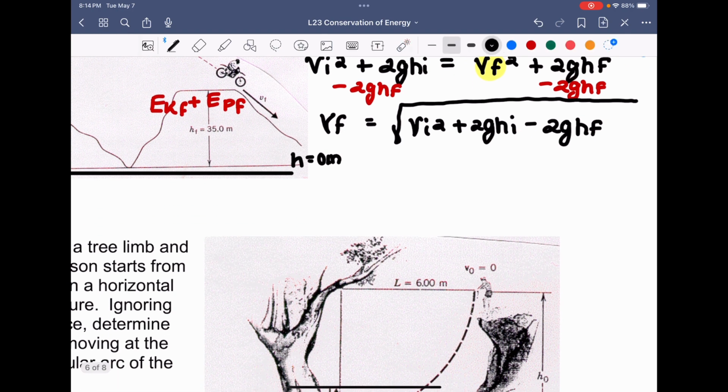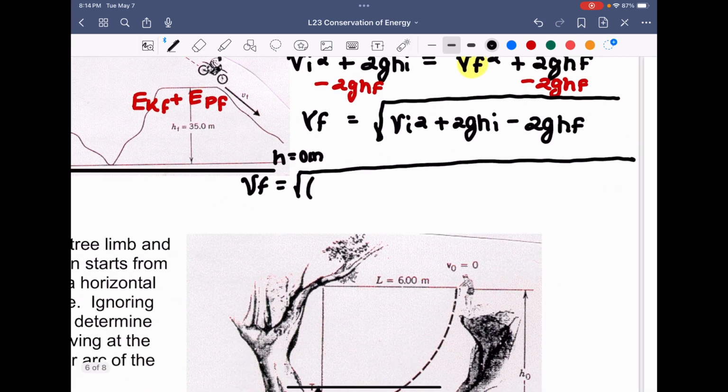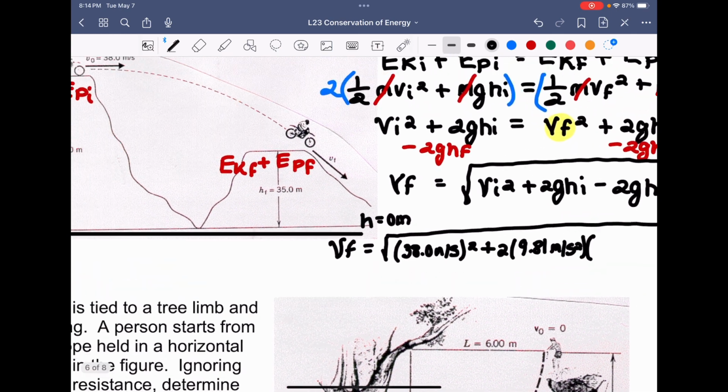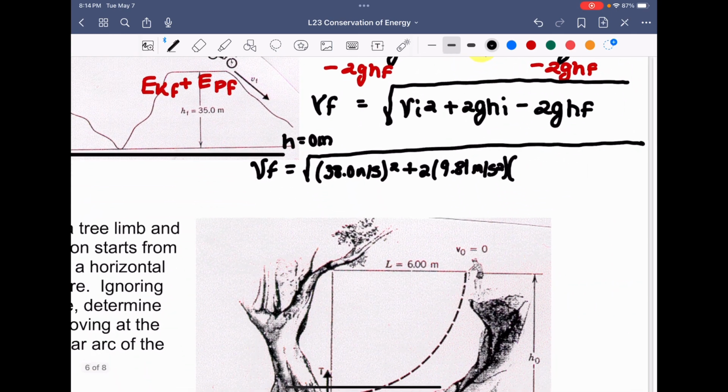Now, let's plug in our information here. Hopefully I have enough room here. I'm going to even drop this just to make sure. The vf is equal to, and I'm going to do a very long square root because we probably have a lot of information here. The first vi comes from the very top. It was 38 meters per second. So 38.0 meters per second squared plus 2 multiplied by 9.81 meters per second squared multiplied by the height, which was in the original position, 70 meters.